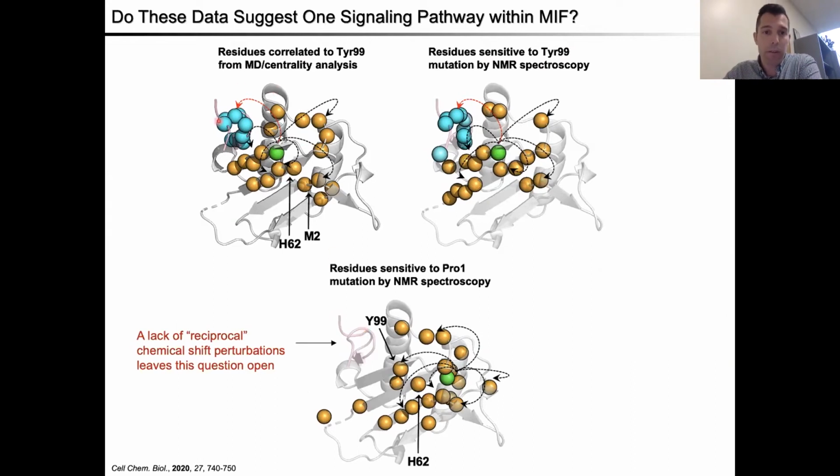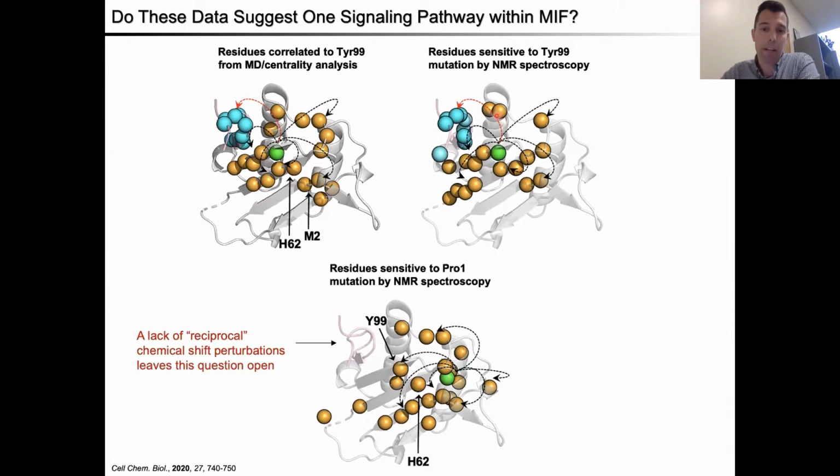What I'm showing you here in this panel is that in the presence of tyrosine 99 mutations, tyrosine 99 indicated by this green sphere here, the MD simulation data that I just showed you in the previous slide is summarized, effectively saying that all of the spheres on this structure are residues that are correlated dynamically to tyrosine 99 in the MD simulations. That includes the adjacent C-terminus, and that includes the N-terminus that houses the enzymatic activity, as well as sites in between that.